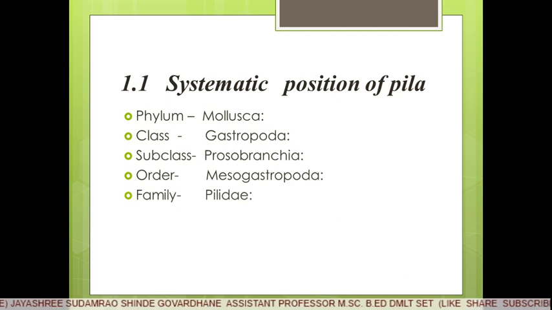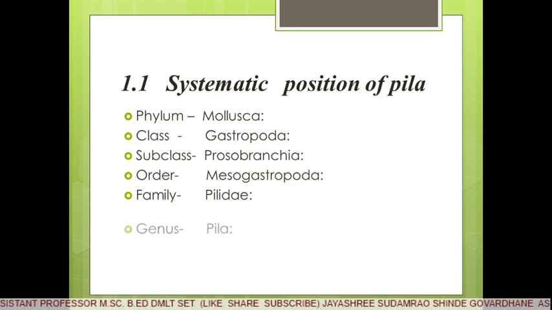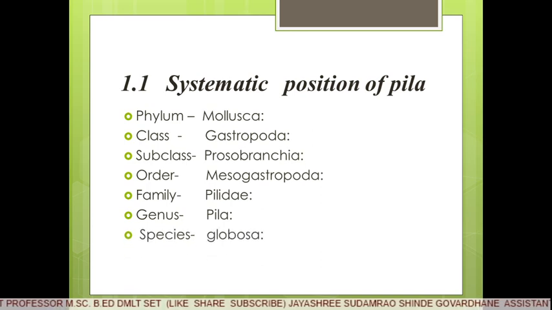Now see family. It belongs to family Pilidae. A single pair of tentacle-like labial palps present near mouth. Left nuchal lobe is modified into siphon. It is a freshwater amphibious animal. Genus Pila, species globosa. There are several species in the genus Pila, such as Pila globosa. It is also known as the common Indian apple snail. Then Pila virens, Pila neviliana, and Pila olea.